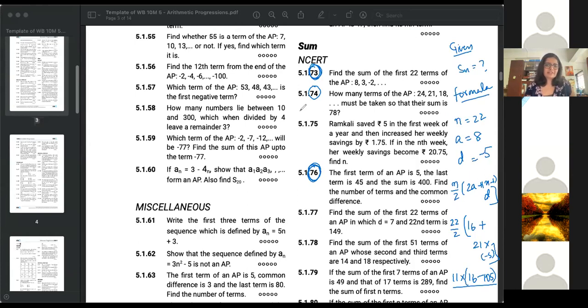So 73, 74 hone ke baad, look at question number 76. Oh, Mansi has already done 76. That was quick. Good. Let me verify it.